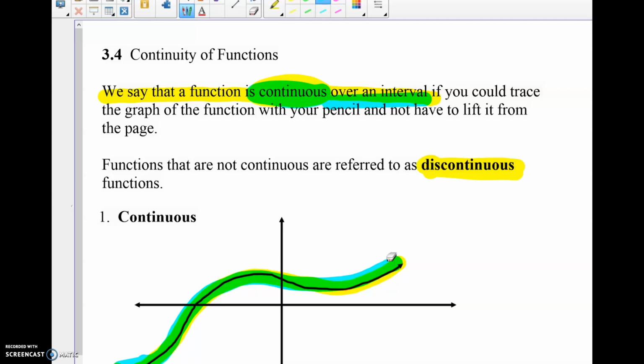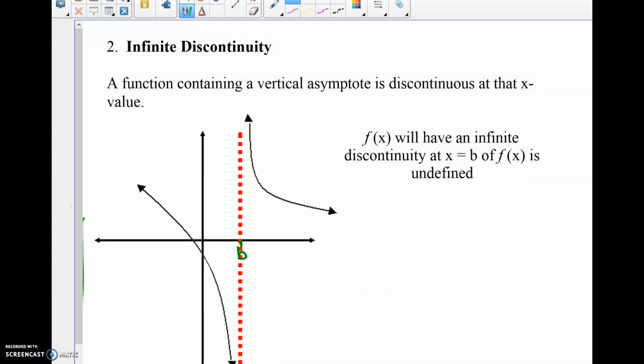This is continuous. Functions that are not continuous are then discontinuous, meaning there's a jump, it's a piecewise function, there's a hole in it, etc. There's several kinds of discontinuities. We see here that this function is not continuous. I could not trace my pencil and stay on the same function. There's an asymptote in the way. If there's a vertical asymptote, we say that there is an infinite discontinuity.